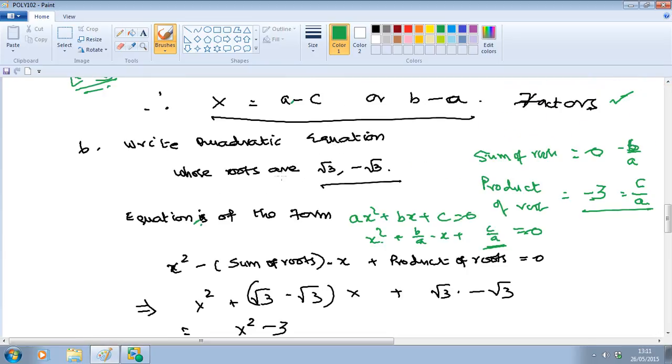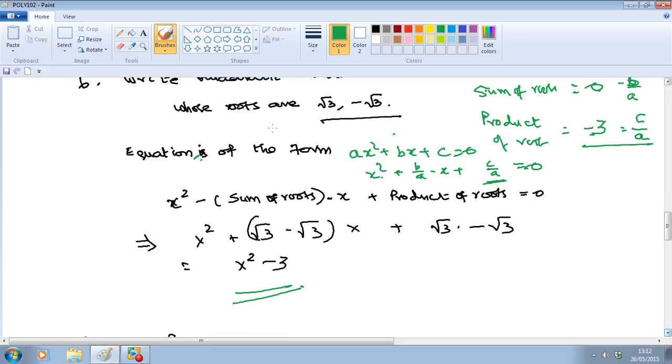So when roots are given, with the help of what we know, the sum of roots is equal to minus coefficient of x by coefficient of x square, and the product of roots is equal to c by a. So we can arrive at the equation now. The equation is x square minus 3 is equal to 0. Now this equation is complete.